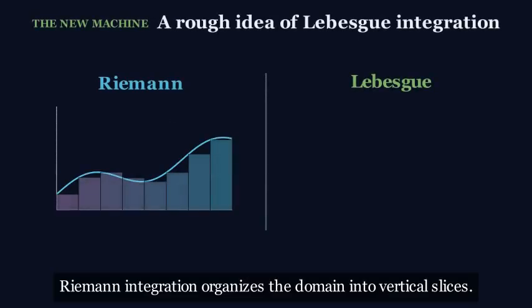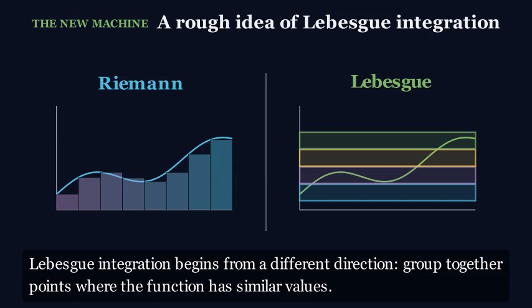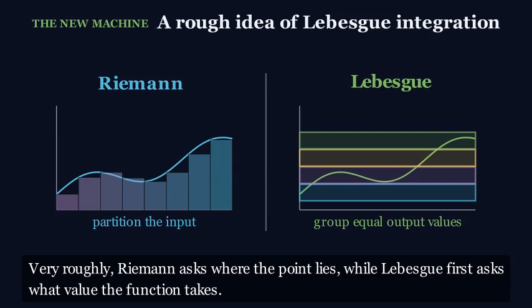Riemann integration organizes the domain into vertical slices. Lebesgue integration begins from a different direction. Group together points where the function has similar values. Very roughly, Riemann asks where the point lies, while Lebesgue first asks what value the function takes.